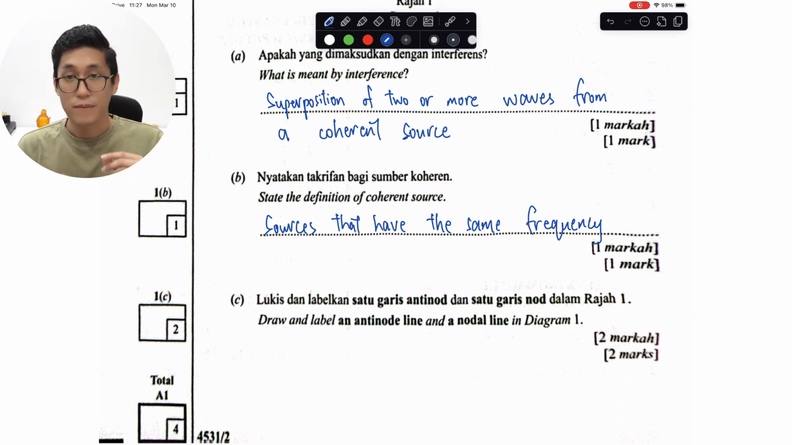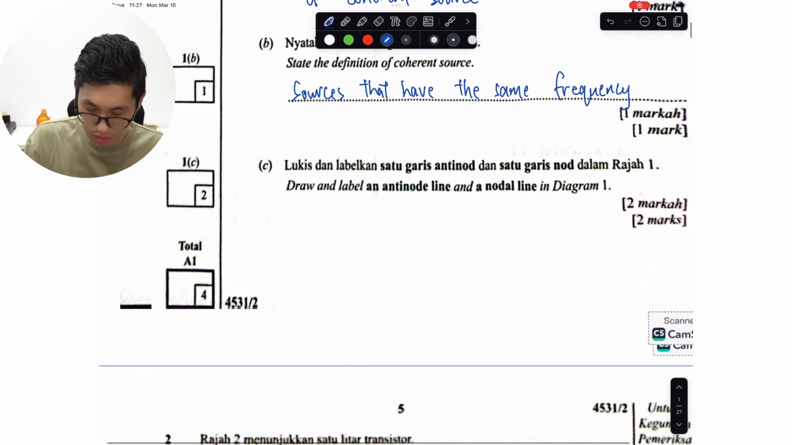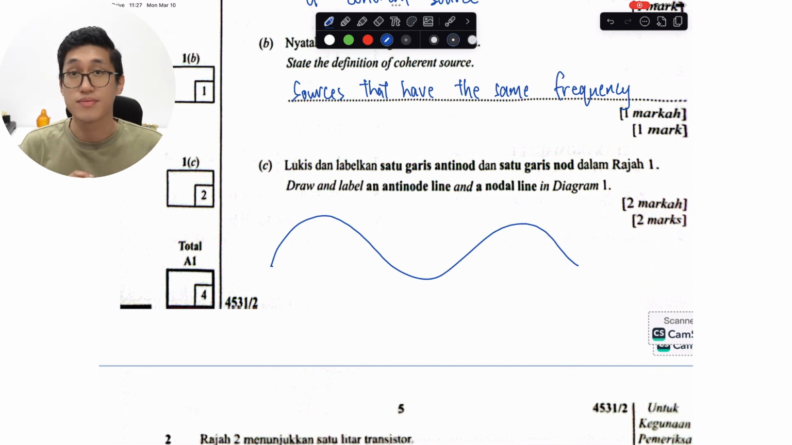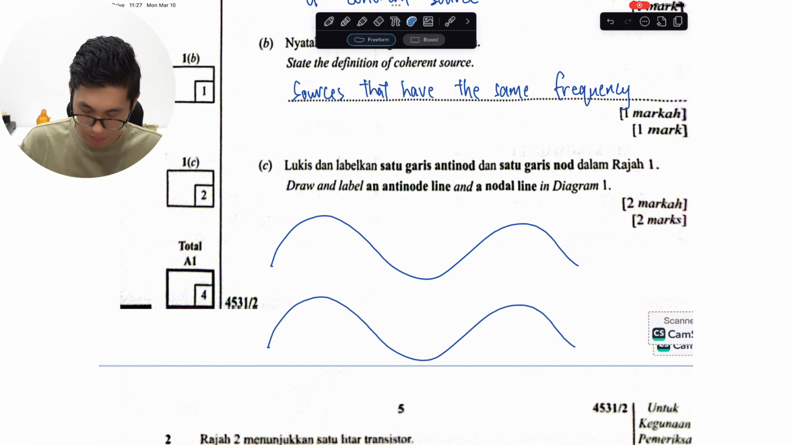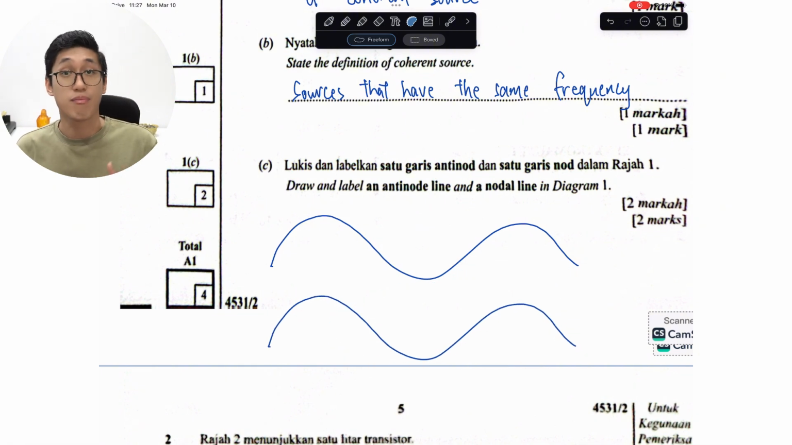Okay, now it's not just enough to have the same frequency only. Let me give you an example. If I draw this wave out and I just copy and paste the exact same thing, then these two waves must be the same frequency, same wavelength, correct or not? Because I copy and paste.